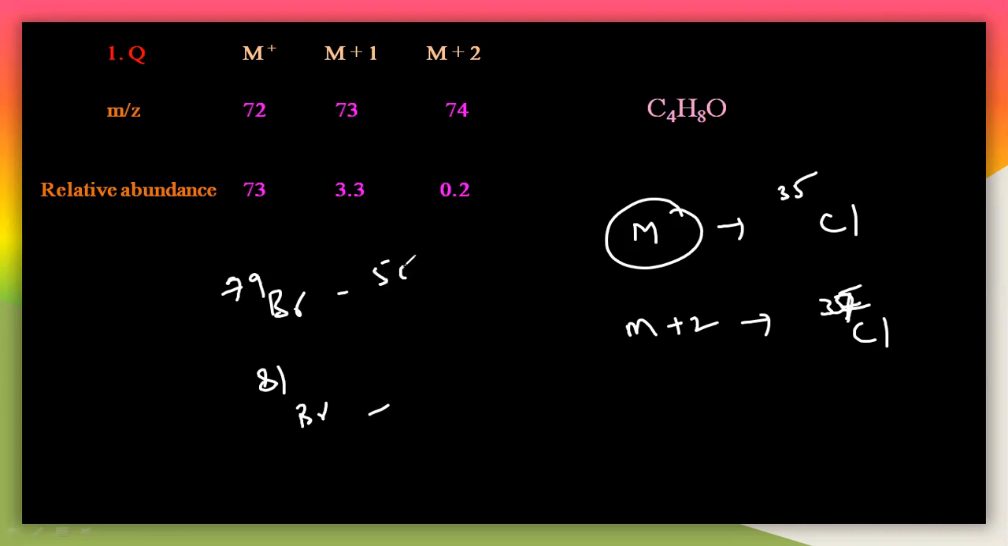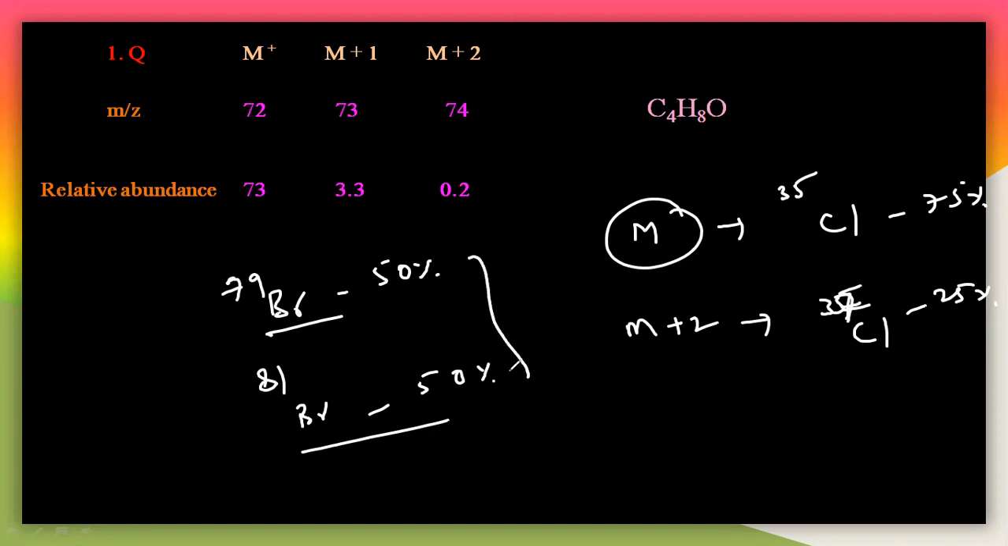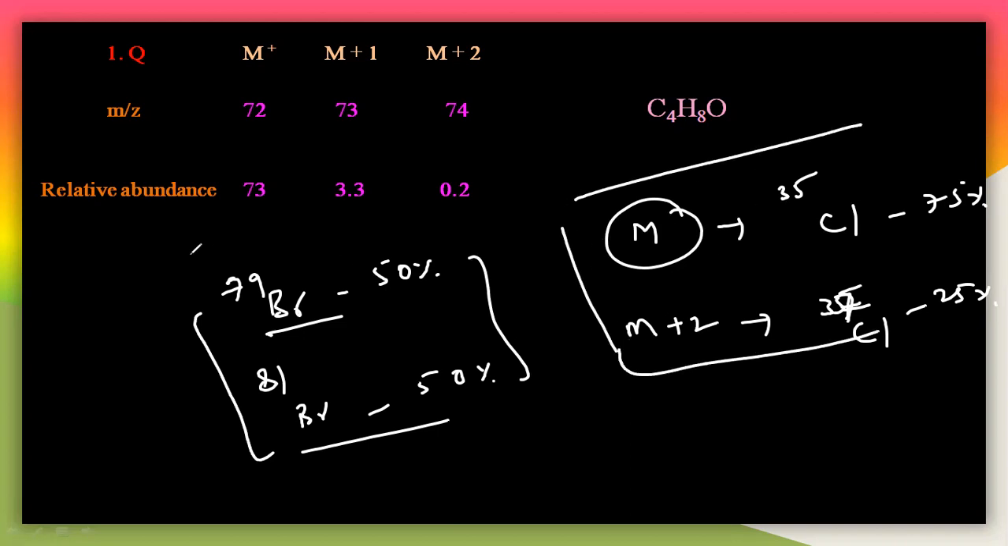In nature, the abundance of bromine is 50% for one isotope and 50% for the other, and for chlorine, 75% is 35 and 25% is the second one. You have to understand these isotopes with their natural abundance. Bromine 79 exists, and bromine 81 also exists. For chlorine, there are these two. So only chlorine and bromine give M plus 2 in isotopics.